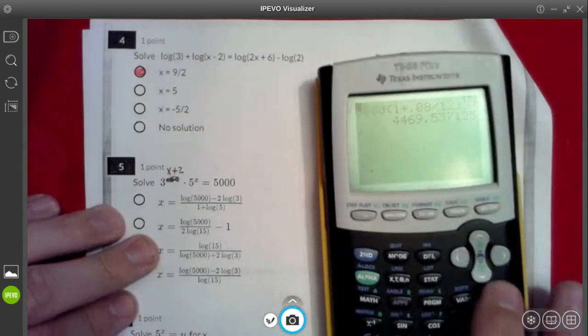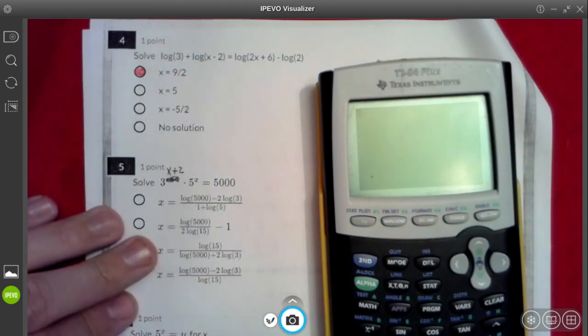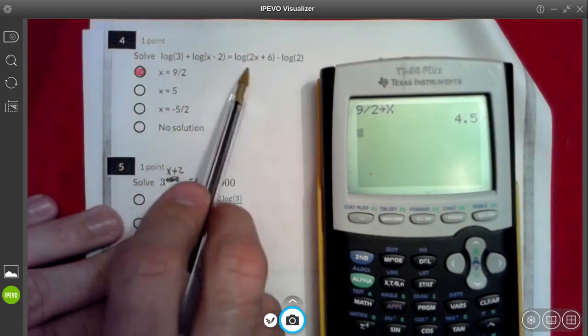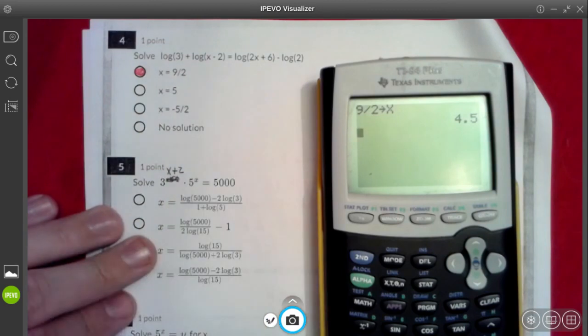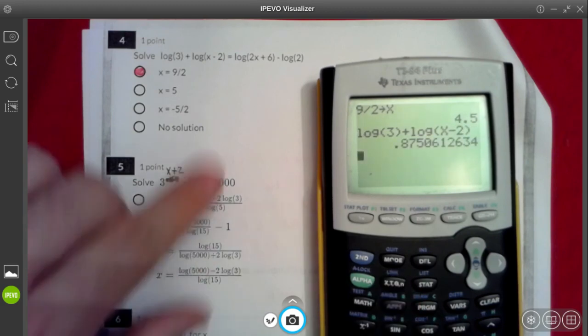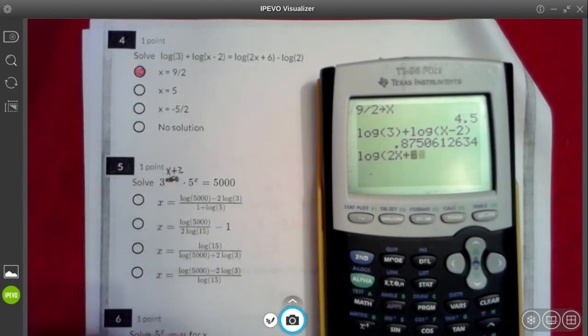And let's go ahead and just solve it by plugging in 9 over 2 for these x's. So you can do 9 divided by 2, store to x, and then just type in the left-hand side and see if it matches what you get on the right-hand side. So we're going to do log 3 plus log x minus 2, all right, which gives us 0.875. And then we'll do the same thing for this. It'll be log 2x plus 6 minus log 2.